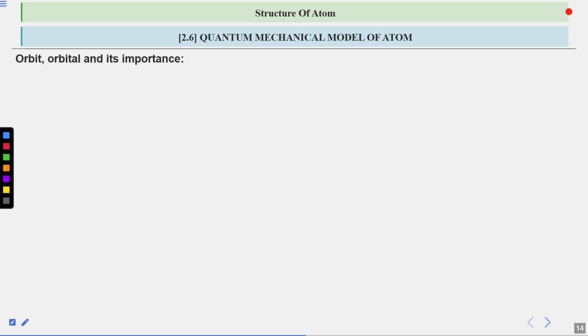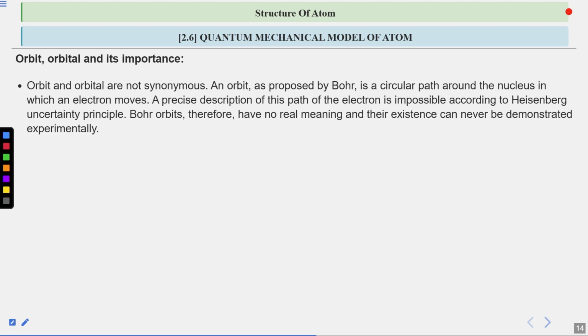Now we will talk about the orbital in terms of the wave function. We talked about the wave function earlier. Now we'll try to understand it with the help of orbit and orbital. Basically, orbital tells us about the probability of finding the electron, which contradicts Bohr's orbit, which tells us about the exact position. Since exact position has no real meaning and no existence, it cannot be demonstrated experimentally.